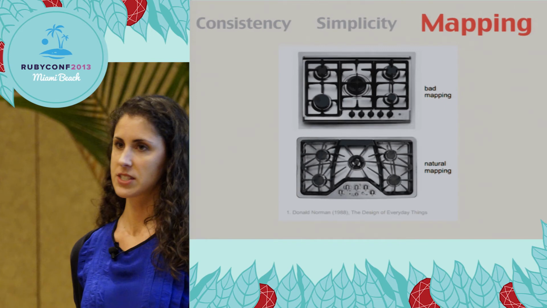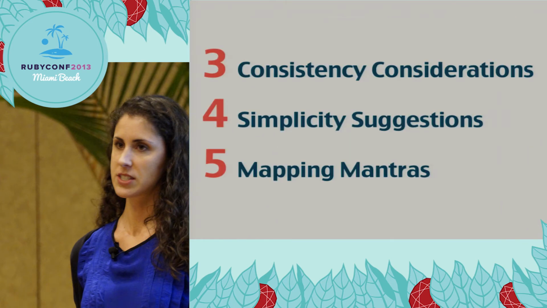What do you need to consider as you maintain or develop a new gem? We're going to talk about 3 consistency considerations, 4 simplicity suggestions, and 5 mapping mantras, and look at examples using the MongoDB Ruby driver to see how, over the course of the last year and a half, we've changed some features and developed the API to adhere to some of these user experience concepts.